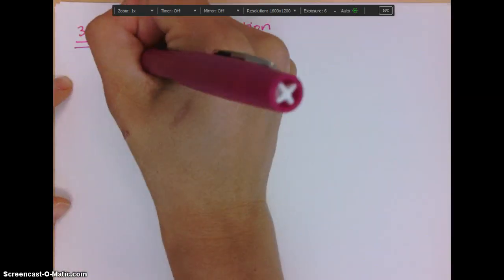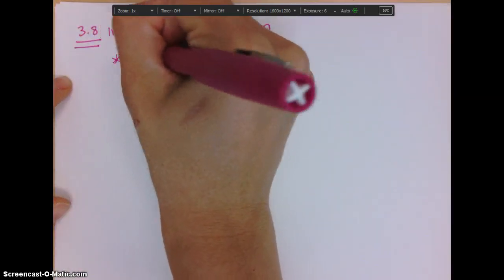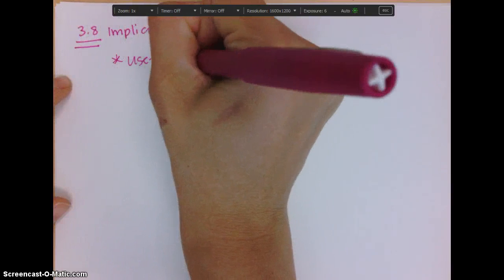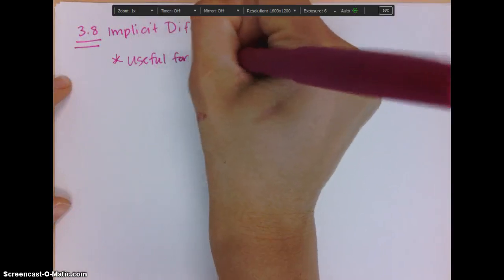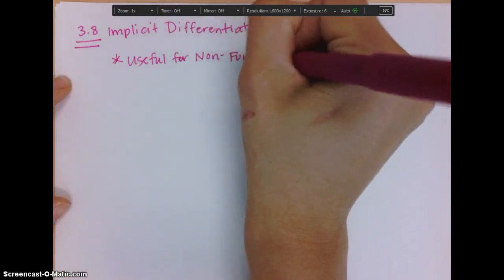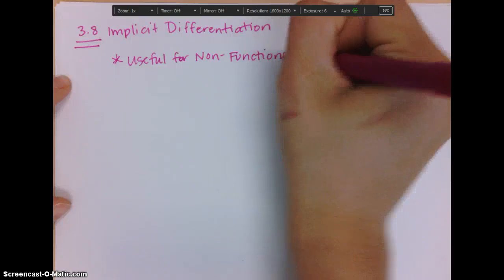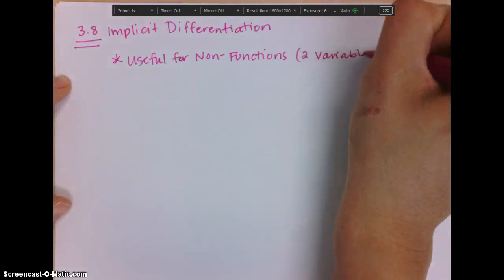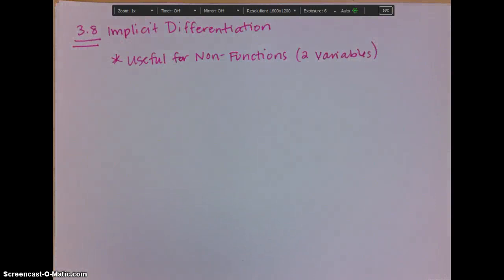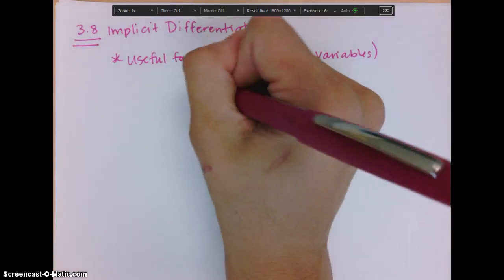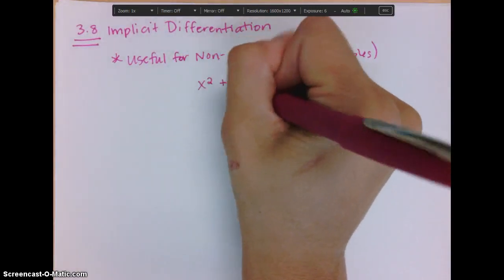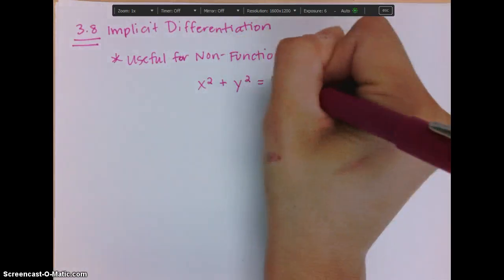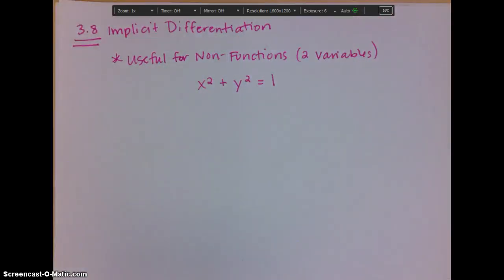And it's useful for non-functions, or equations that have two variables in them. So a common example of that might be x squared plus y squared equals 1. So we have an x variable and we have a y variable.